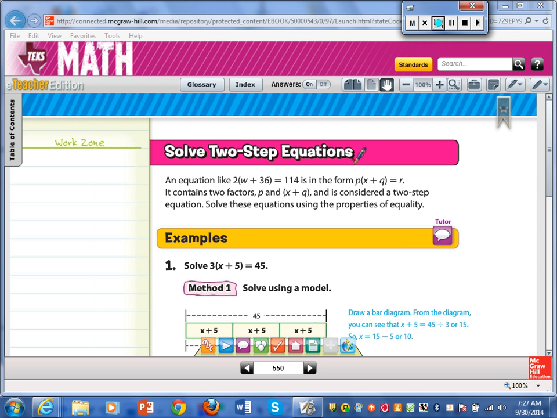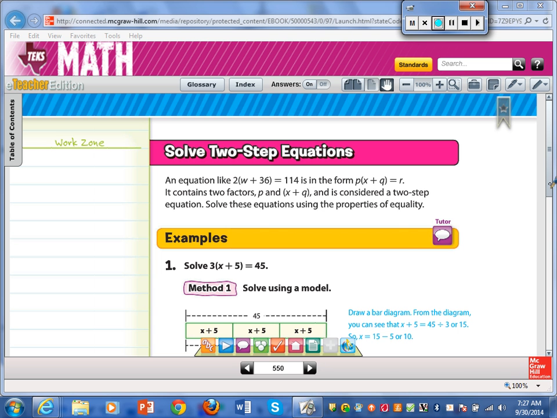Solve two-step equations. An equation like 2 times w plus 36 equals 114 is in the form p times x plus q equals r. It contains two factors, p and x plus q. So this is one factor and this is another factor, and it is considered a two-step equation. Solve these equations using the properties of equality.